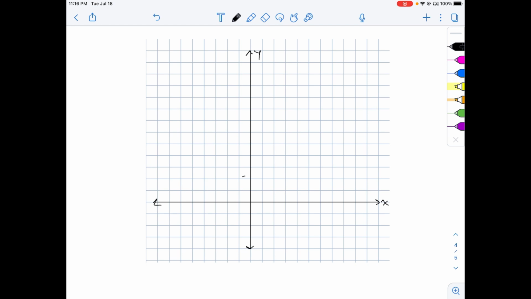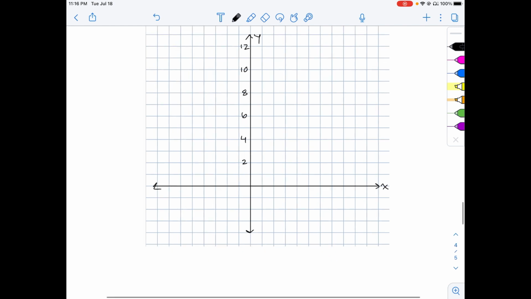And I'm going to go up, this is 2, 4, 6, 8, 10, 12, perfect, that's exactly how high I need to go. And same thing here, 4, 6, 8, 10. So I don't need to show every one of these things on here, but I'm going to show you so you can see where everything belongs.